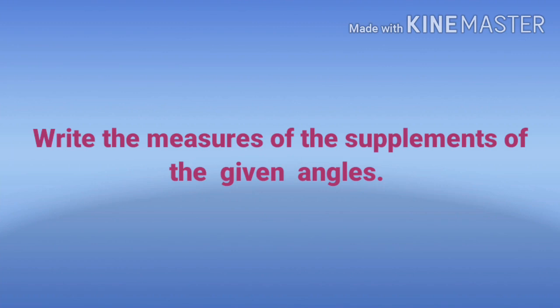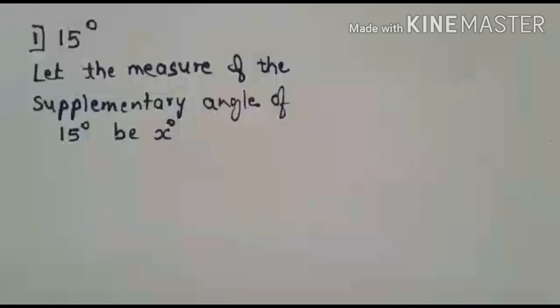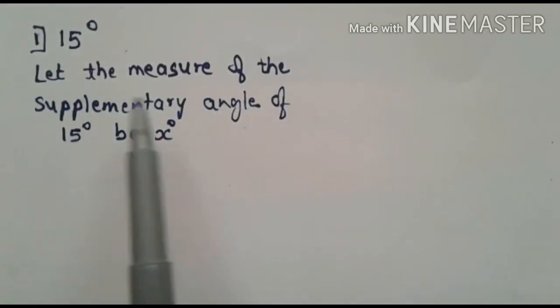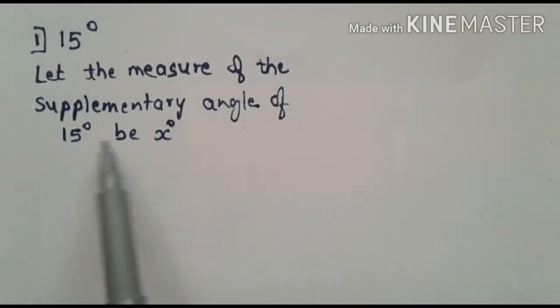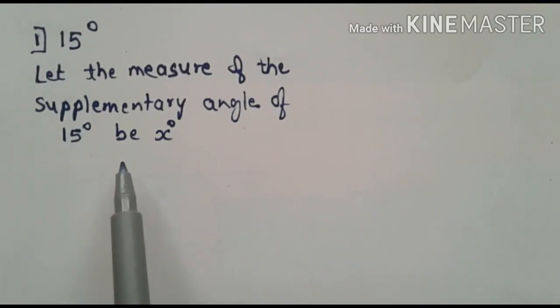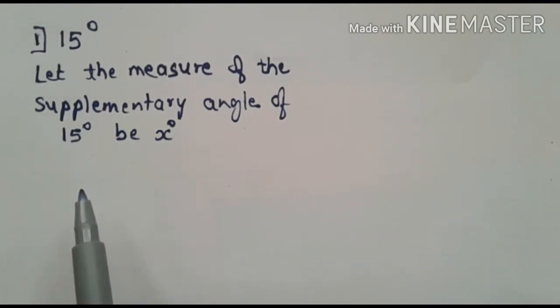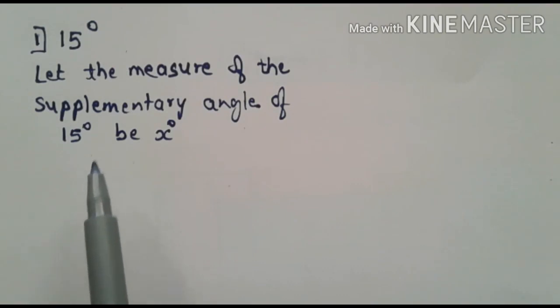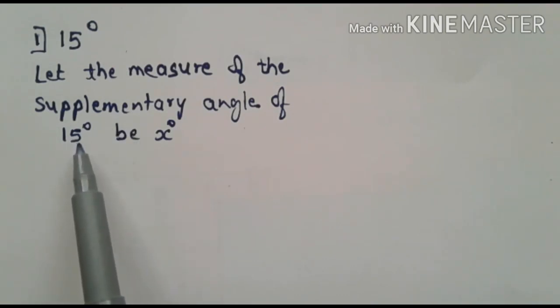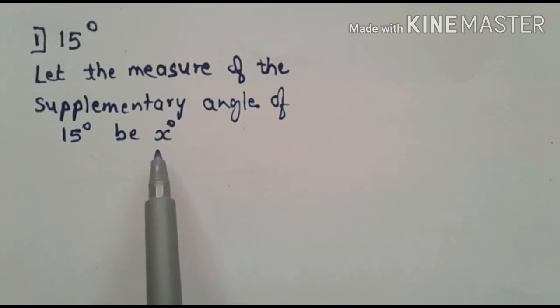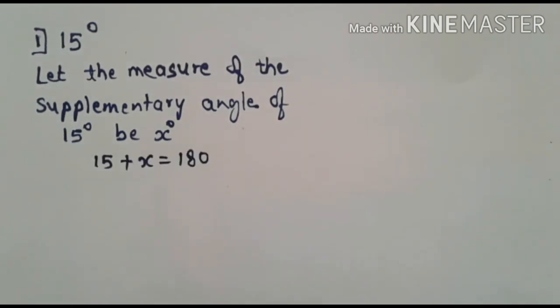Write the measures of supplements of the given angles. 15 degree. Let the measure of the supplementary angle of 15 degree be x. Supplementary means what? If the sum of measures of two angles is 180 degree, they are known as supplementary angles. One angle we know, that is 15 degree. Another we don't know, that we have taken x degree. Then 15 plus x is equal to 180. Now here we want the value of x.